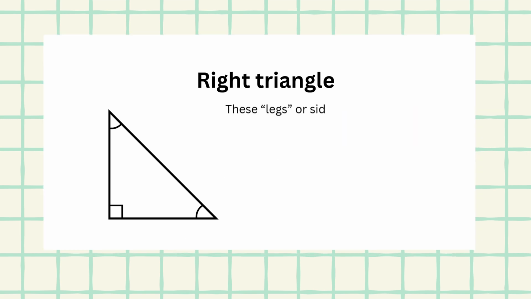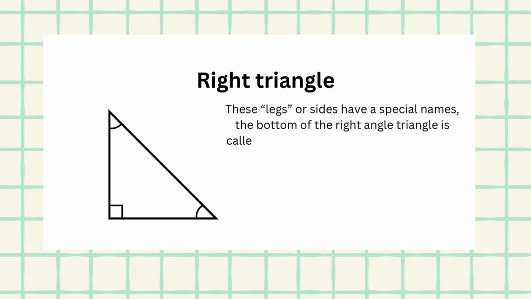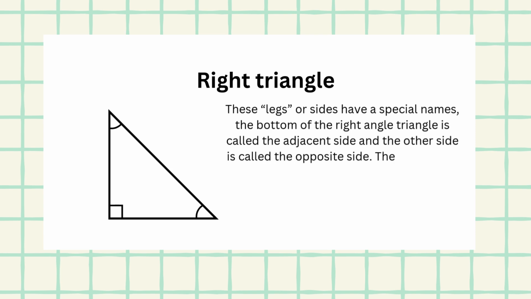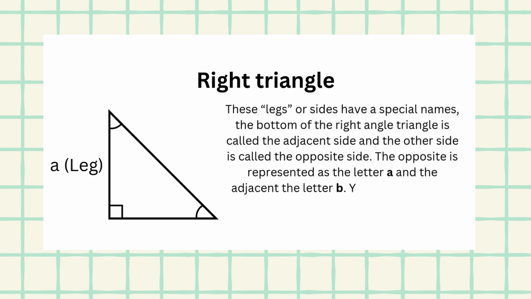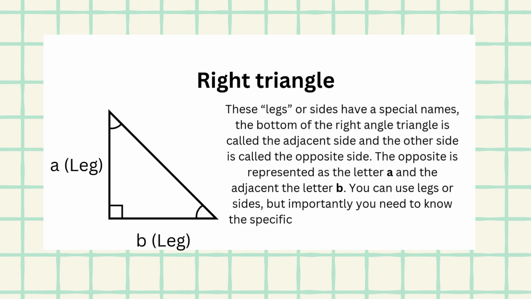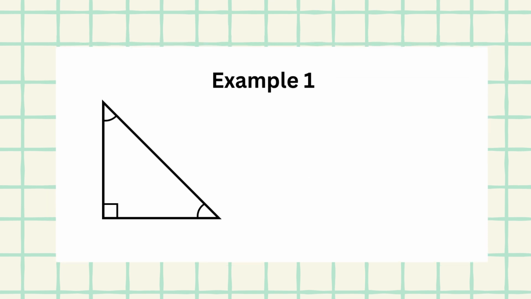These legs or sides have special names. The bottom of the right angle triangle is called the adjacent side, and the other side is called the opposite side. The opposite is represented as the letter A, and the adjacent the letter B. You can use legs or sides, but importantly, you need to know the specific names for each side of a right angle triangle. Let's break it down with an example.